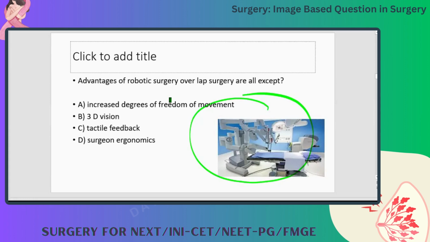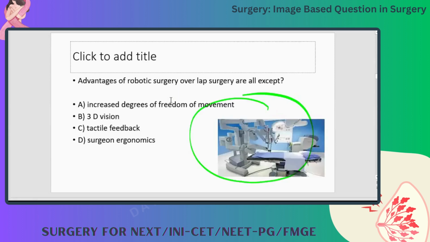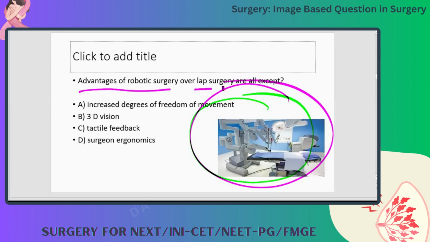You have seen this image of robotic surgery before, and the instrument we have seen. Very good. So then just see here: advantages of robotic surgery over lap surgery are all except. Can you see the options and tell me what the answer is?